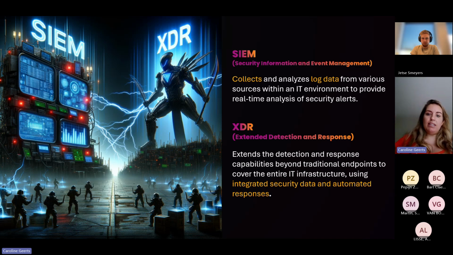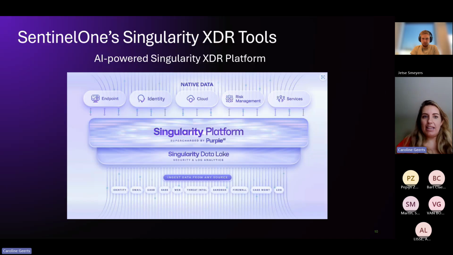Then you have, above the SIEM, your SOAR as well, which is mostly for making the SIEM more performant, making it easier to report and to automate certain workflows. But it's not a simple plug and play like XDR can be, especially in the SentinelOne Singularity XDR platform. Just to go into that Singularity XDR platform, right?